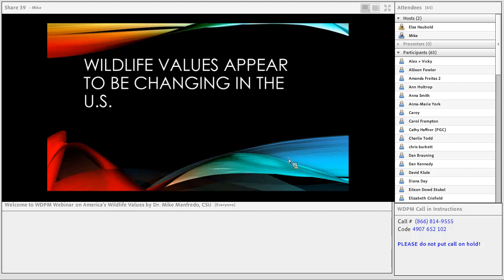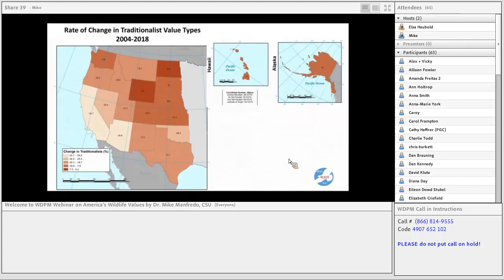Now the question is, we show this cross-sectional analysis, like I just showed you, that seems to support what we're saying. But what evidence is there that values are actually changing? Well, fortunately, we can compare the 2004 data to 2018. In this map, what I'm showing you is the rate of change. It's not the absolute change. So if you go from 10% to 15%, that's a 50% increase, just so you're clear how I'm talking about this. But it's fascinating because here's the percent of traditionalist rate of change.